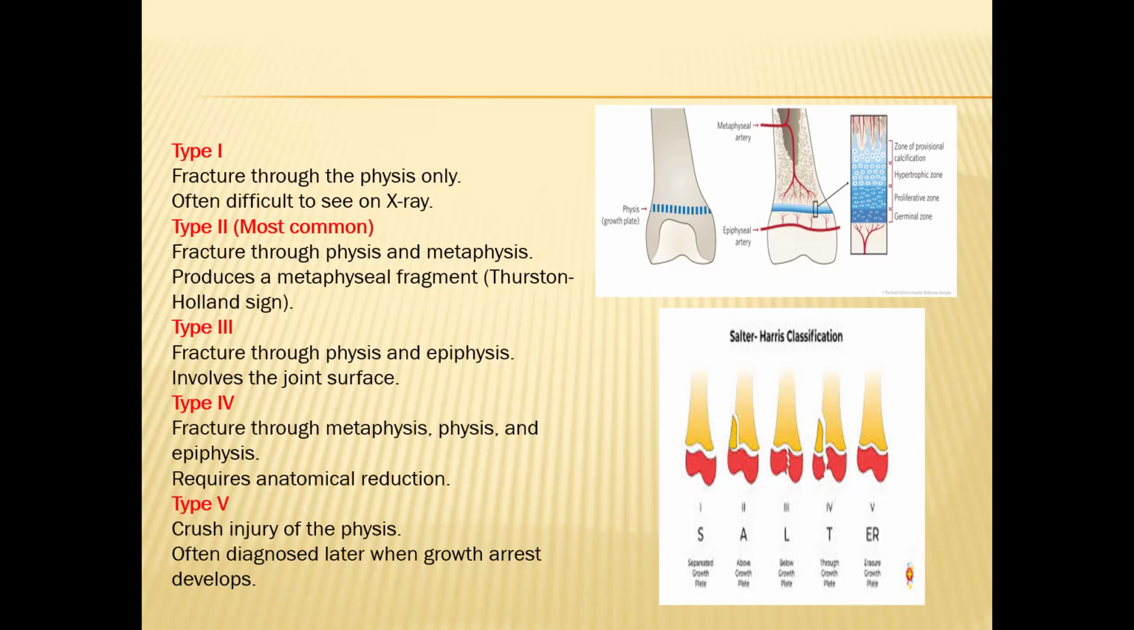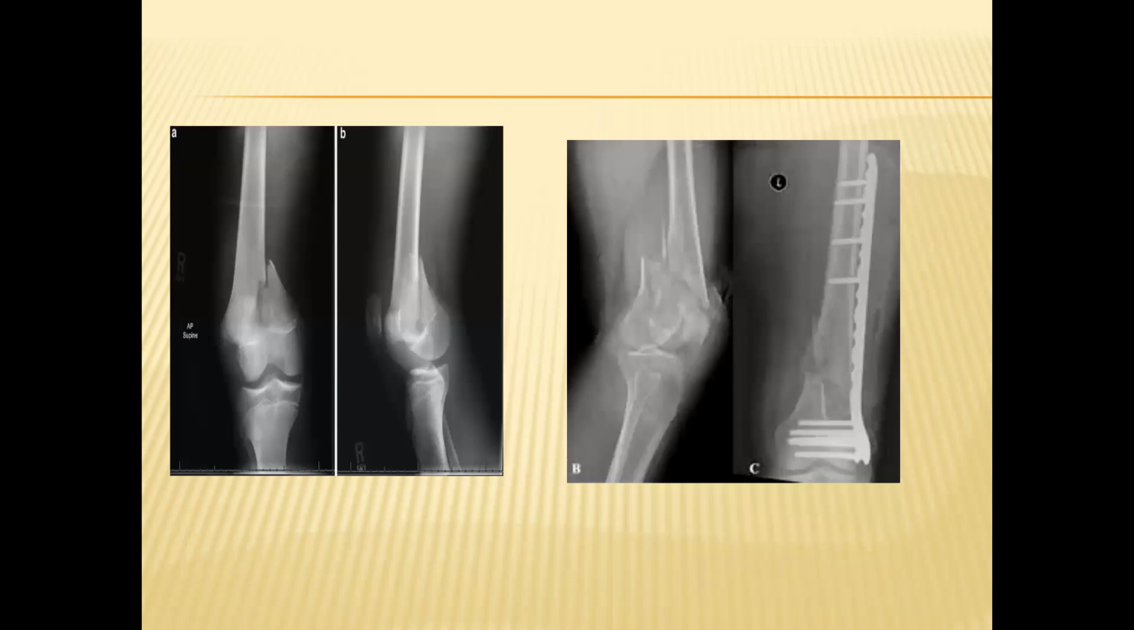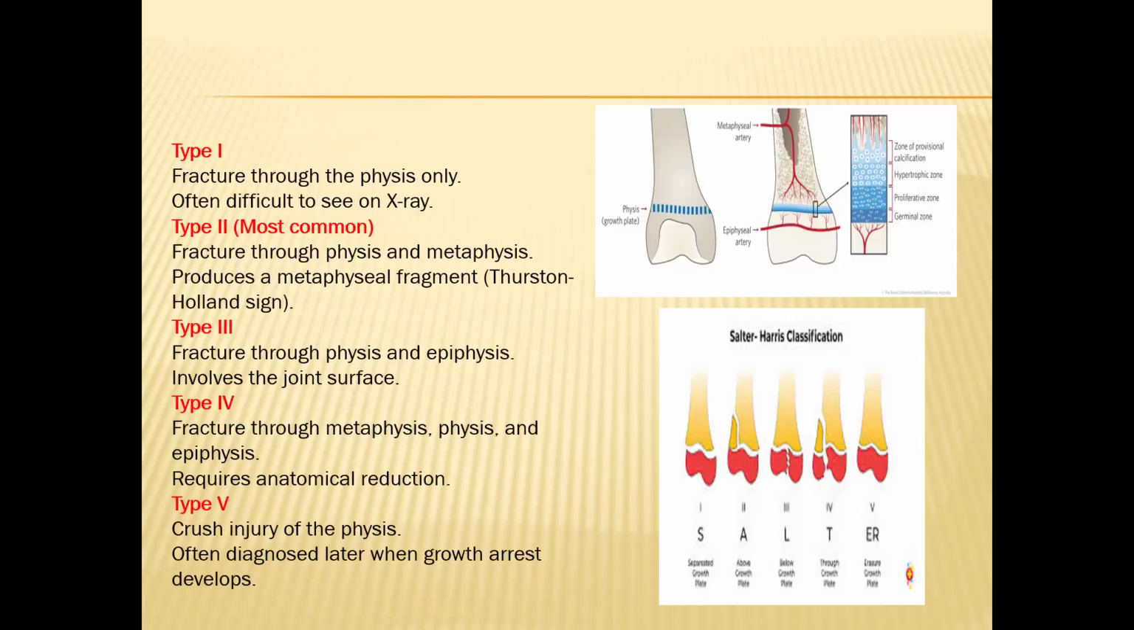Type 1 is the transverse fracture of the physis. This is a fracture which is very difficult to identify on the X-ray. Like all other fractures, we should do AP and lateral views of the limb to identify these fractures. Type 1 is the type which can most often be missed in the ER, because on X-ray we cannot see any clear line of the fracture, because this is like a slip of the physis.